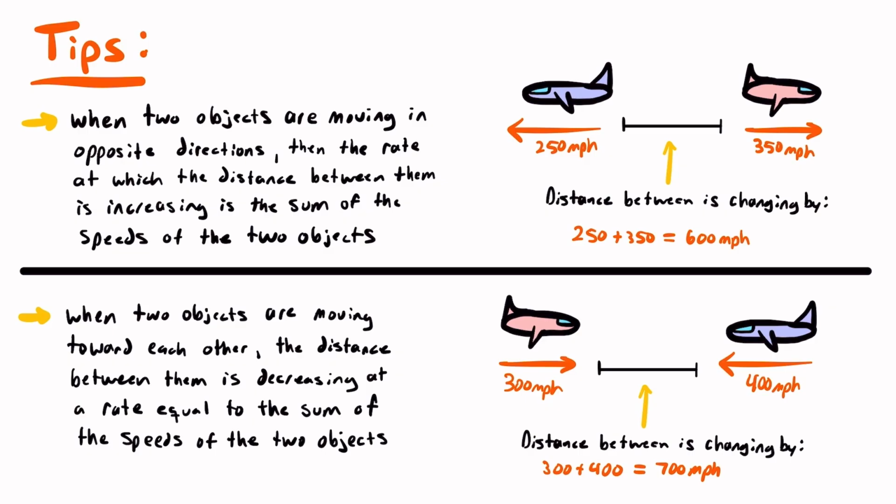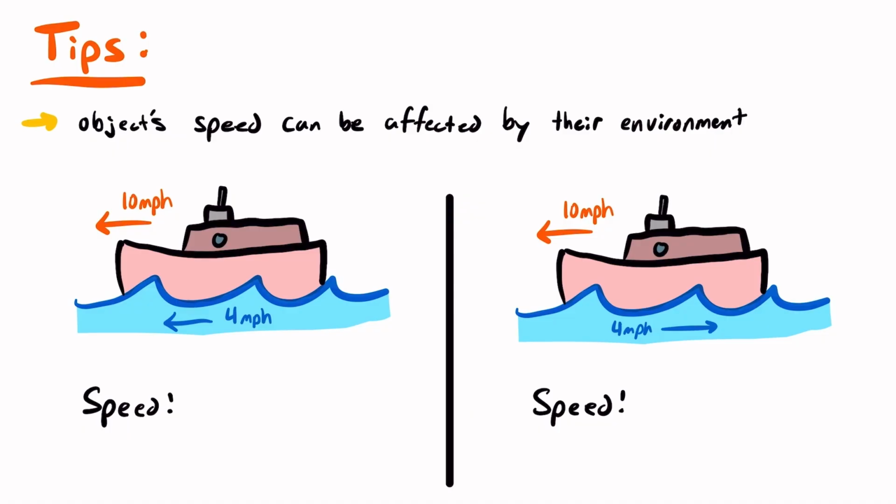But before we look at it, one more set of tips I want to give you here on uniform motion problems. It's also important to keep in mind that an object's speed can be affected by their environment. And so what do I mean by that? Well, consider this scenario where we have a boat that is traveling in water. That boat, when the motor is on, can travel 10 miles per hour in this direction.